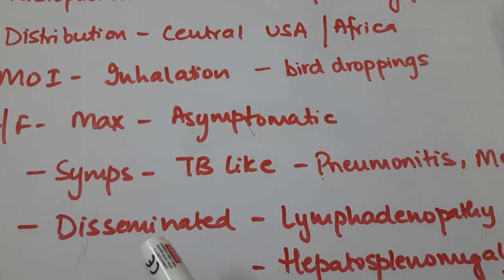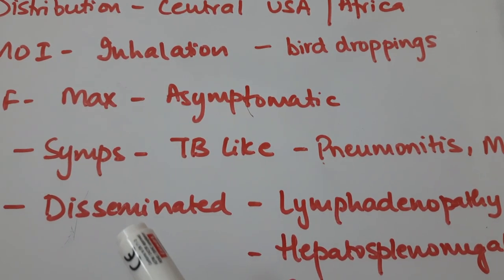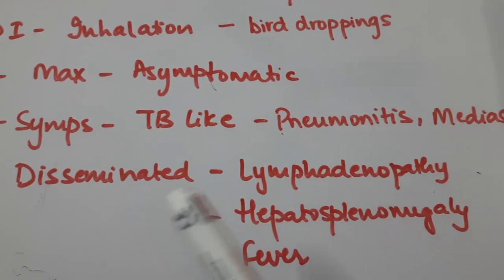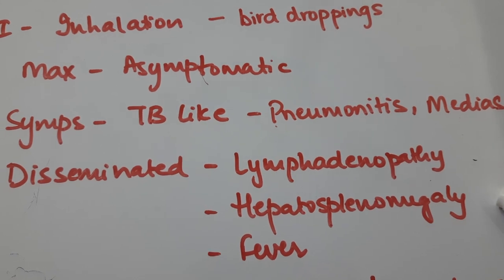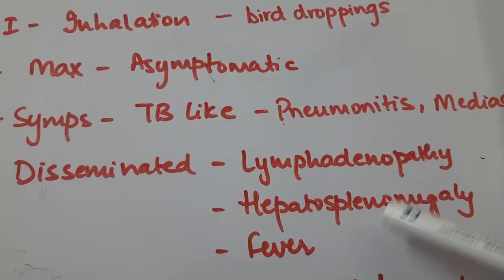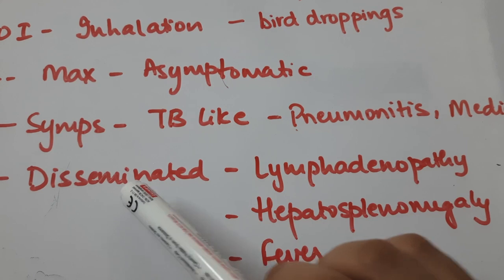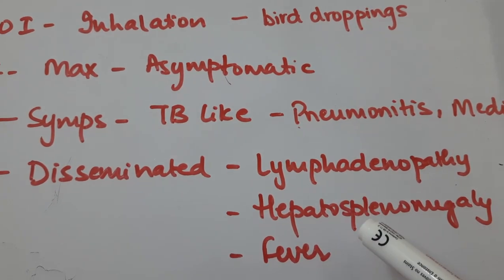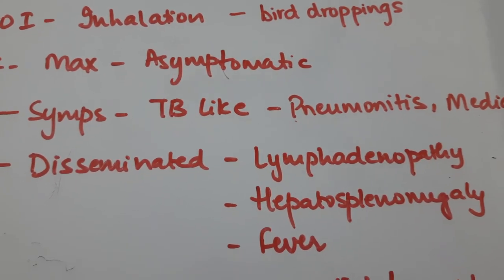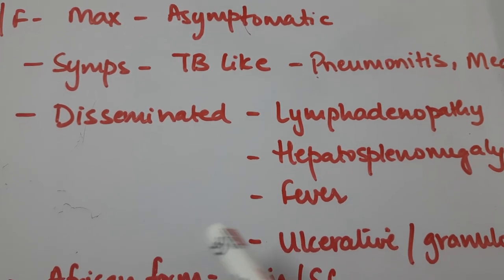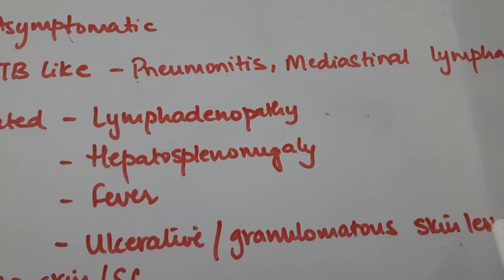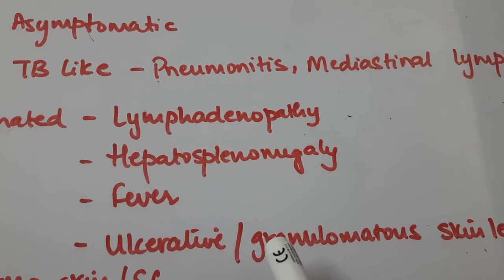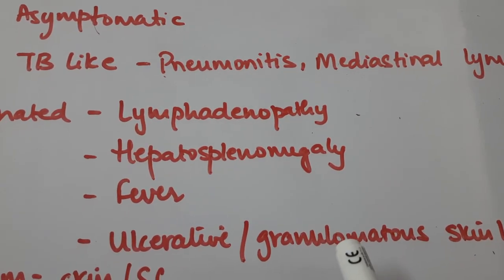In a more disseminated form, which affects the reticuloendothelial system, histoplasma will cause lymphadenopathy, hepatosplenomegaly and fever. So these are the clinical features of the disseminated form: lymphadenopathy, hepatosplenomegaly and fever. And it also causes ulcerative or granulomatous skin lesions. So the skin lesions will be ulcerative or granulomatous.